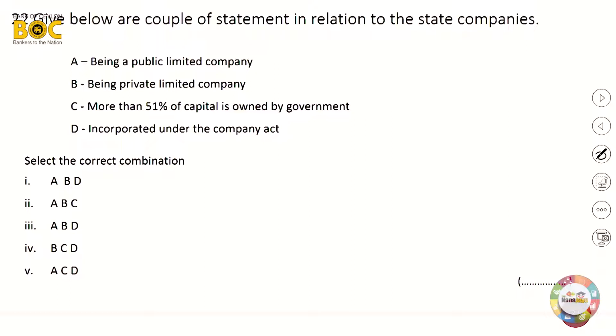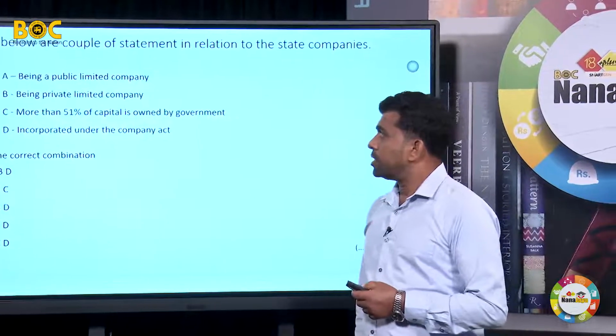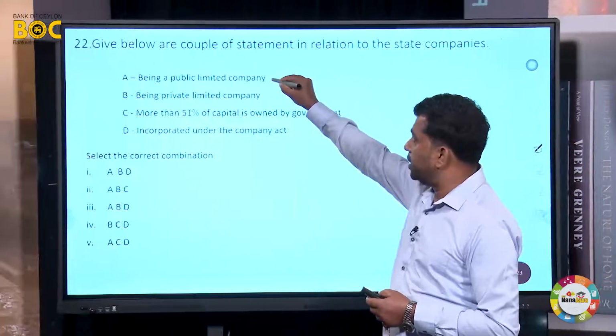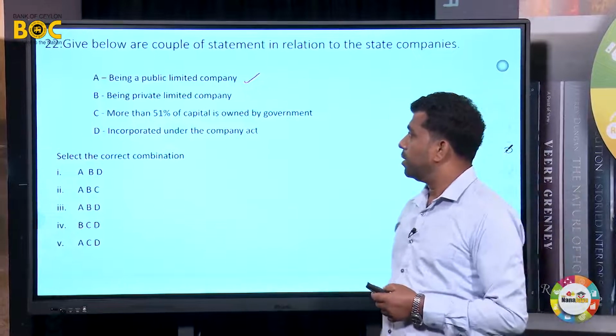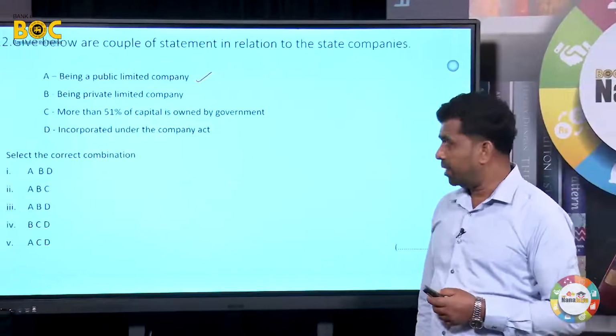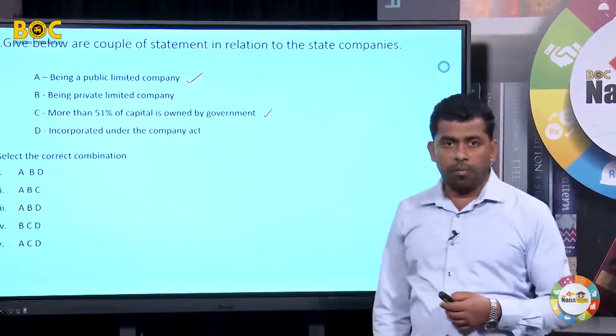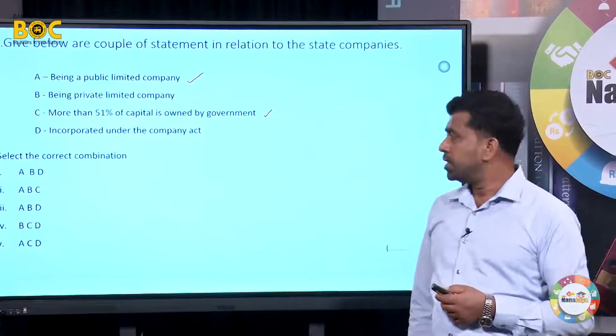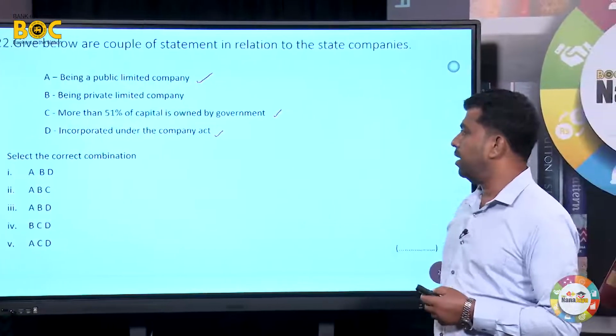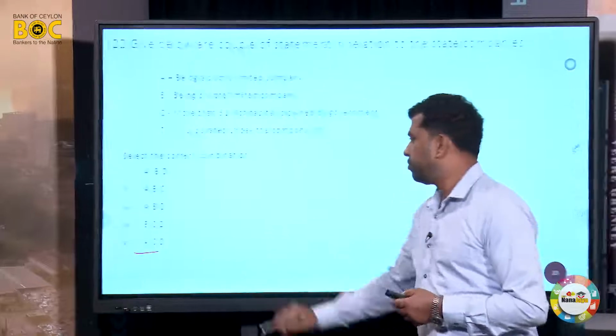Question number 22. Given below are a couple of statements in relation to state companies. You have to select the correct combination. Being a public limited company, being a private limited company, more than 51% of capital is owned by the government, incorporated under the Companies Act number 7 of 2007. All the state-owned companies should be started as public limited companies. The capital is given more than 51% by the government, and it should be incorporated under the Companies Act number 7 of 2007. A, C and D represent the fifth option.